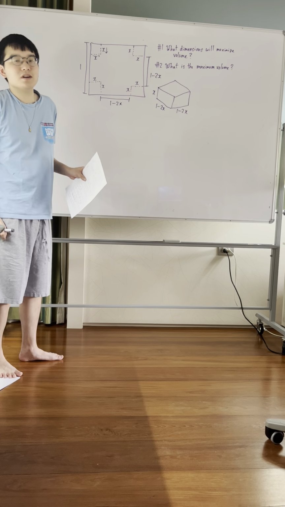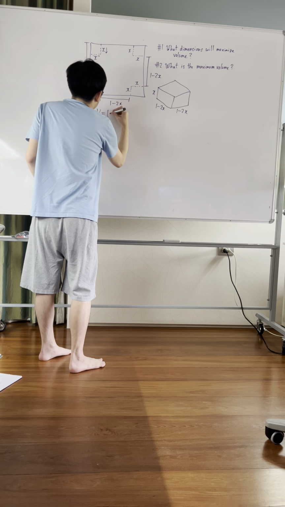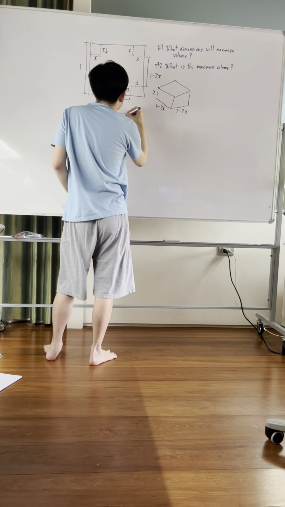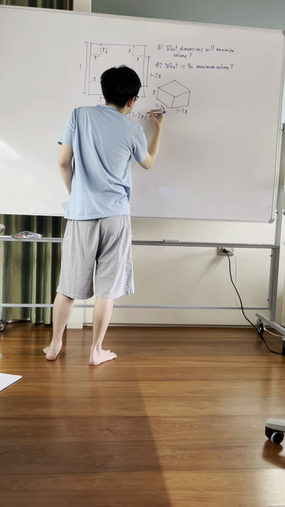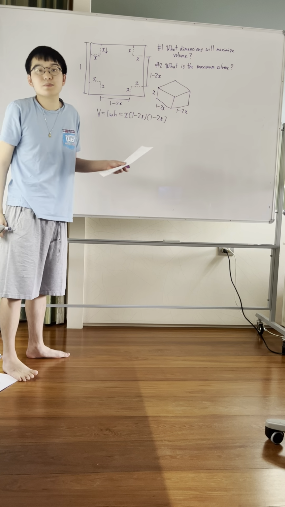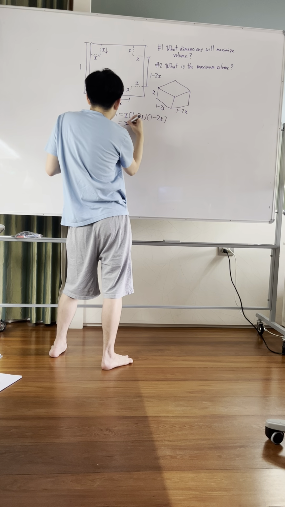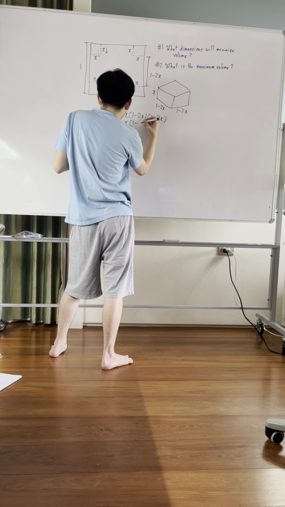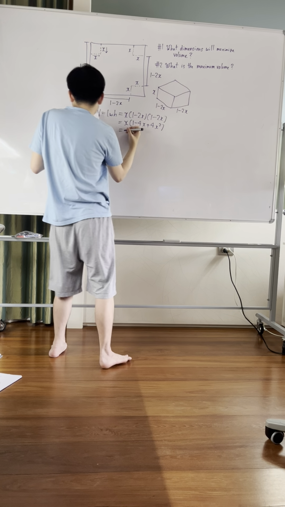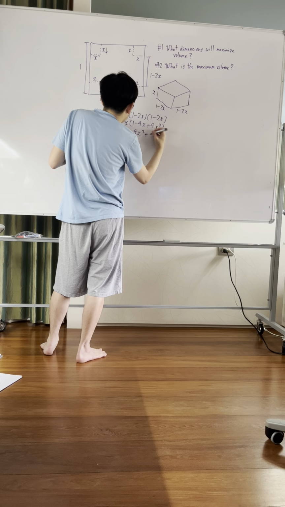And we know that the volume of a prism is length times width times height. So we can easily put in these corresponding lengths: x times 1 minus 2x times 1 minus 2x. So we get a cubic, which we can then simplify to x times 1 minus 4x plus 4x squared. This becomes x minus 4x squared plus 4x cubed.